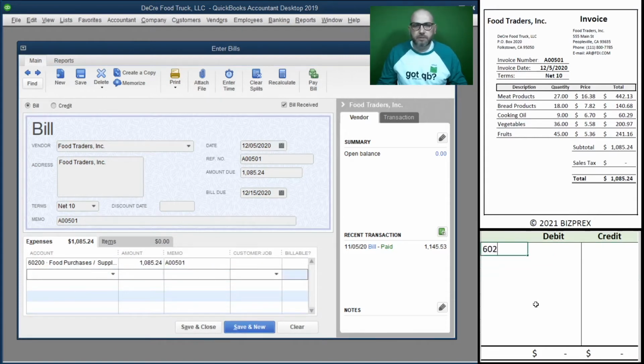Our expenses, when food purchases go up, expenses go up when debited. The offsetting entry must be credit. Here we are, right? We're familiar with that. Just again, want to make sure that we solidify our knowledge.